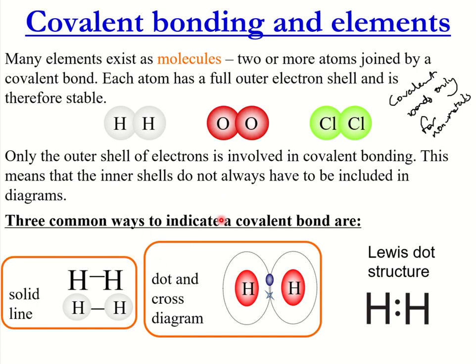And sometimes we can represent these bonds using what we call Lewis dot diagrams, which is drawing out the valence electrons of the specific atom we're trying to look at to show the bonds, the covalent bonds that we form. So these are three common ways we can show a covalent bond. You can draw a line to represent the bond. You can draw a dot and cross diagram or a Lewis dot diagram. Either one is correct. Lewis dot is the one that people tend to use more often though.